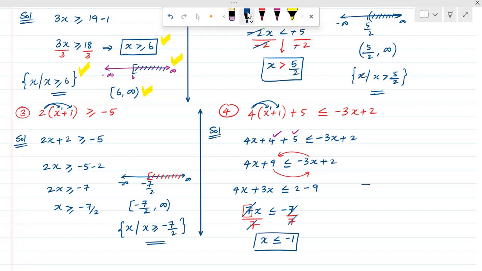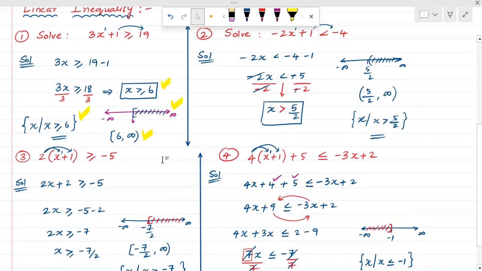Let us draw the graph of this one. This is minus 1. So minus infinity to plus infinity with minus 1. Now here it is closed to the right. And what about the set builder for this one and the interval notation? So it is x given x less than or equal to minus 1, and the interval notation will be minus infinity comma minus 1 closed. So the linear inequality completes.